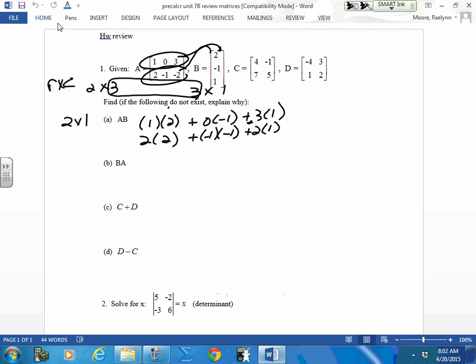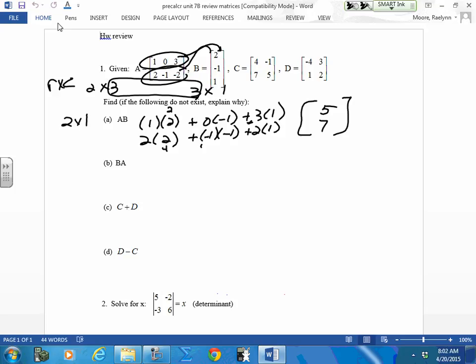Add this together. A 2 plus a 0 plus a 3 gives you a 5. A 4 plus a 1 plus a 2 gives you a 7. Here's your resulting matrix. Is it 2 rows, 1 column? And you can check that on your calculator. Put it in, multiply it, and make sure it works.